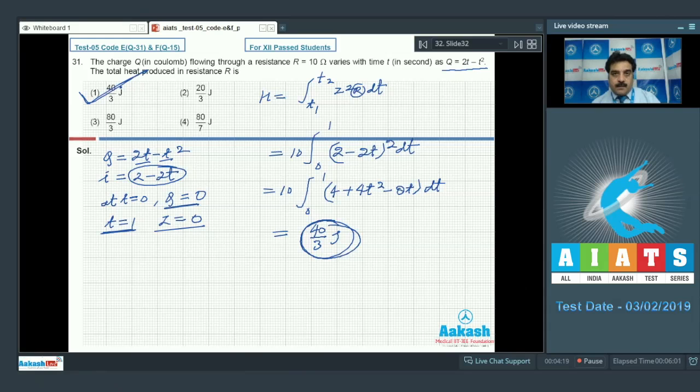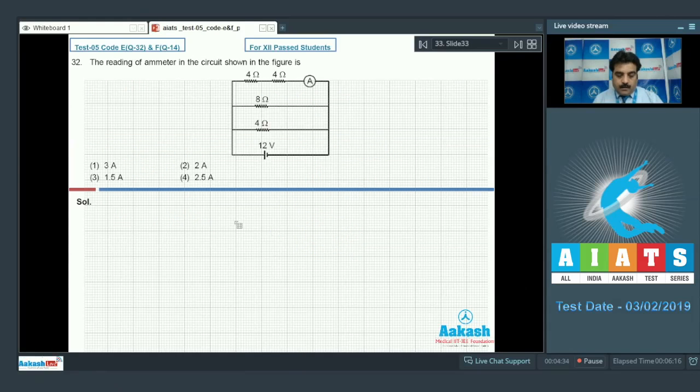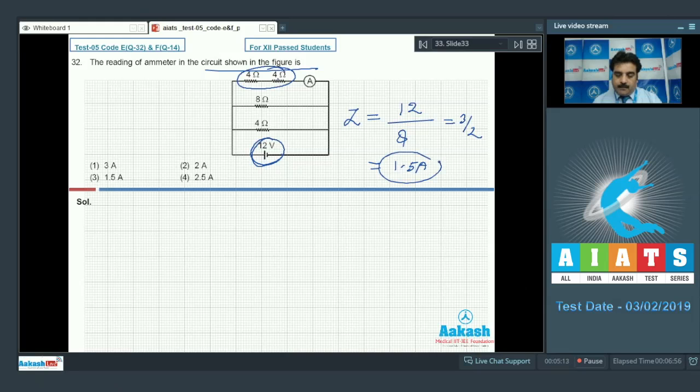Let's move on to question number 32. In question number 32, the reading of the ammeter in the circuit. You are seeing a 12 volt potential is given and all are in parallel. The reading of the ammeter will be the current in that particular branch. So 4 plus 4 resistance will be 8 ohm and I equals V, that is 12 volt, because all lines are in parallel, so we can take 12 volt only. The resistance 4 plus 4 is 8. So we'll get 3 by 2, meaning 1.5 ampere is the reading of the ammeter.